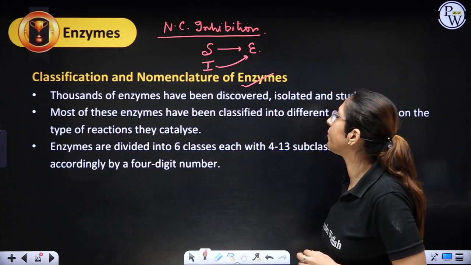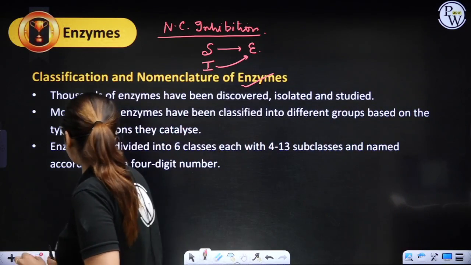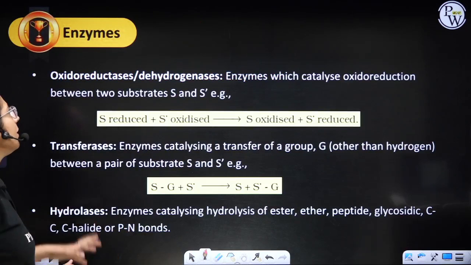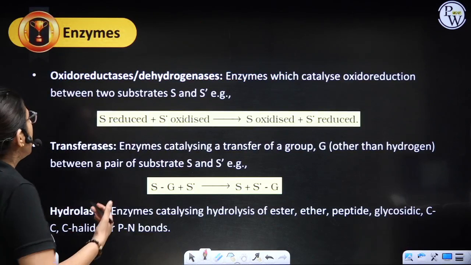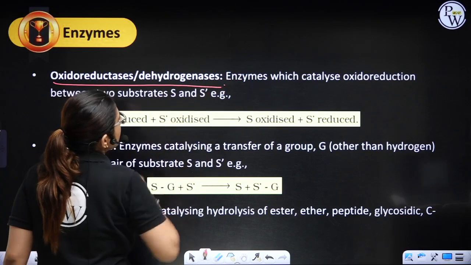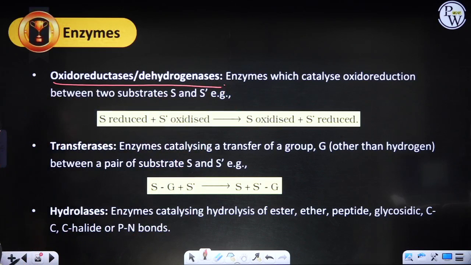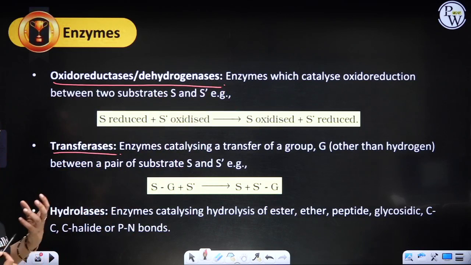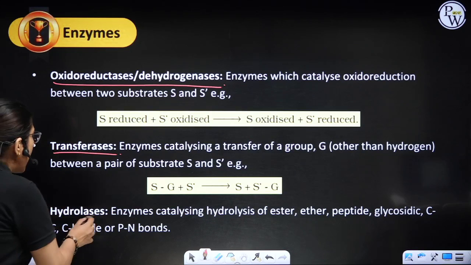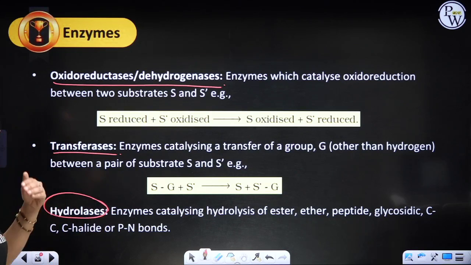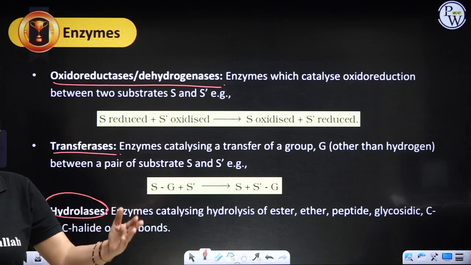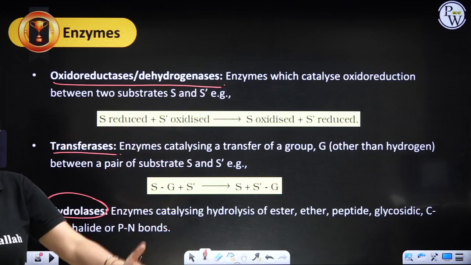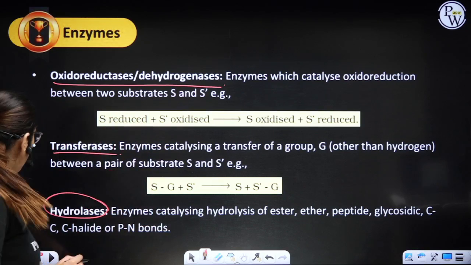Now there are various classifications of these enzymes, let's have a look. For example, those which help in undergoing oxidation and reduction are termed oxidoreductase enzymes. Transferases are those which help in the transfer of a particular group, for example any group other than hydrogen. So this will be termed a transferase. Hydrolases are those enzymes which cause the hydrolysis of ester, ether, peptide, glycosidic linkage. They will be termed hydrolases.